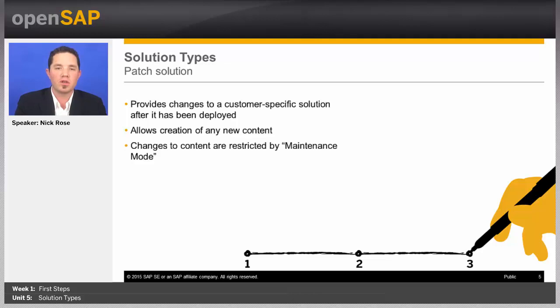In Lifecycle, we're going to go deep into what a patch solution really is, what all it can contain, and the development within there. You'll see that development within a patch solution is restricted by what we call maintenance mode, and that we will cover in the very last unit of the course. So these are our three different types of solutions: a patch solution, customer-specific solution, and a solution template. Now let's go ahead and go into the studio and we'll create our own customer-specific solution. That way we'll be ready to start development.